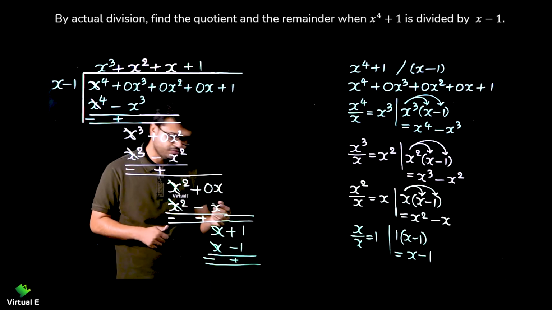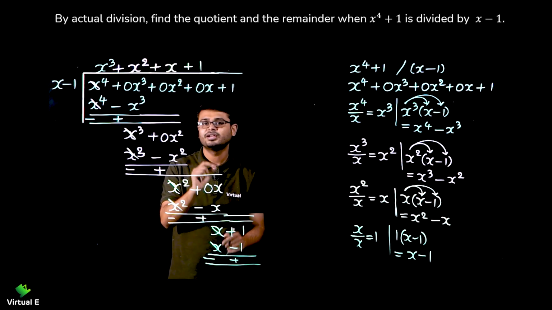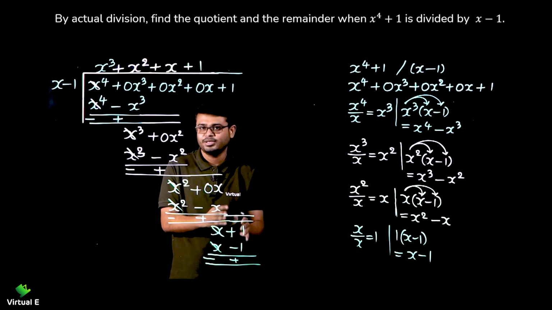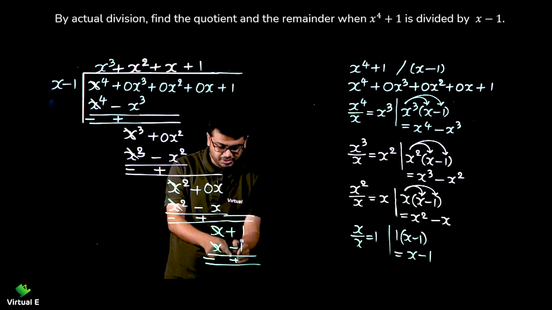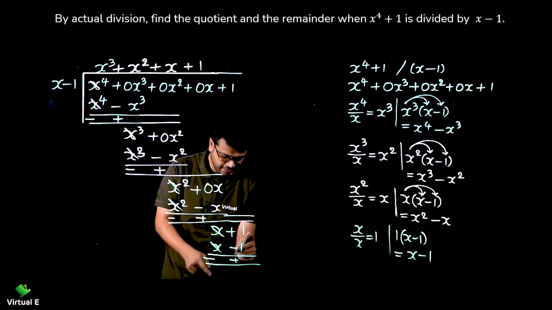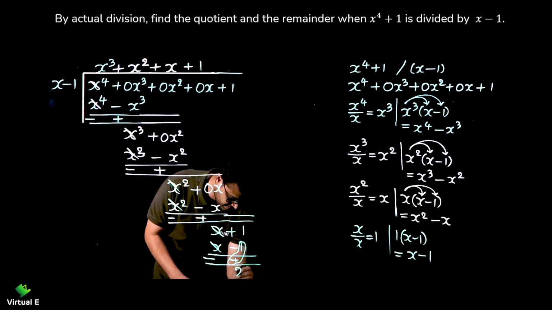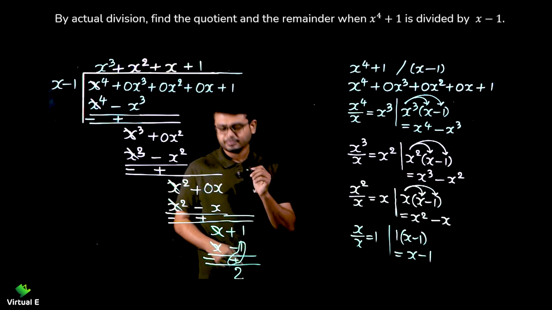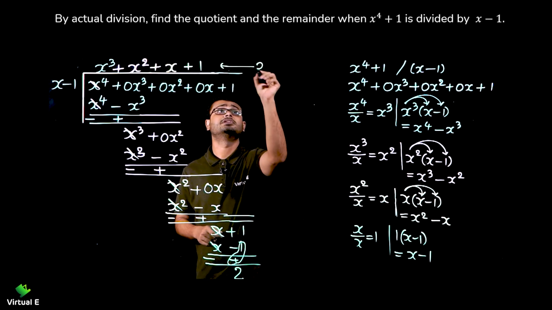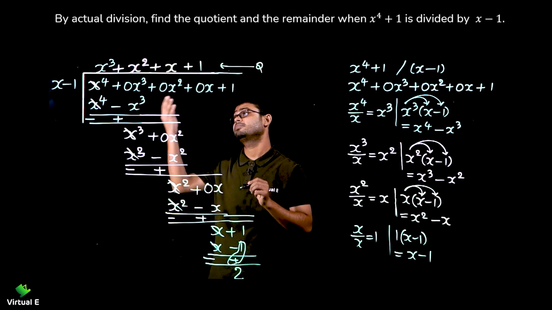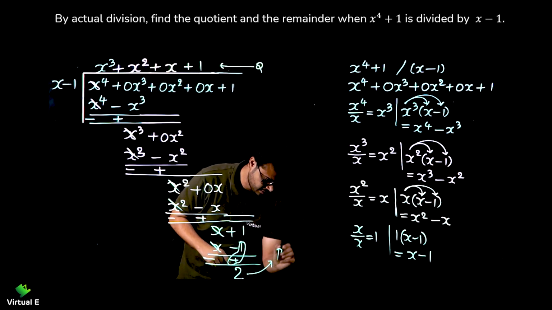This x and this x will get cancelled. Plus 1 and plus 1, not minus 1. Don't be in a hurry and write 0 directly over here, right? Because this minus is the very old sign. Plus 1 is the new sign. So plus 1 and plus 1 will give you 2 only, right? So what's the quotient? This is the quotient, x cube plus x square plus x plus 1. And what's the remainder? That is 2.